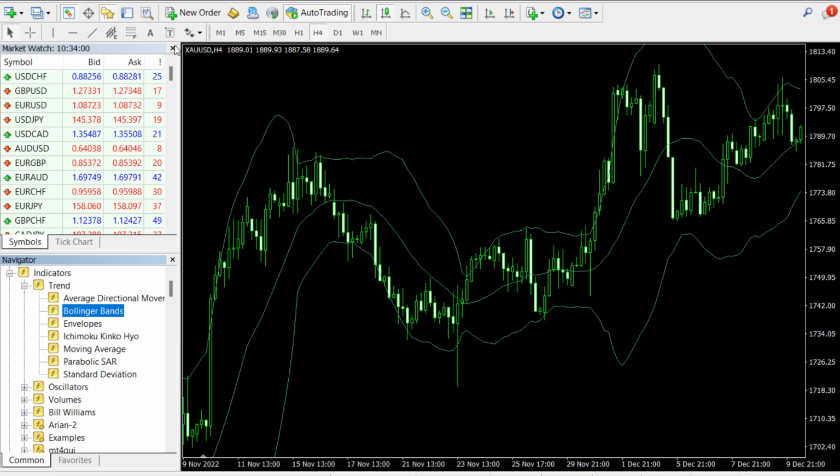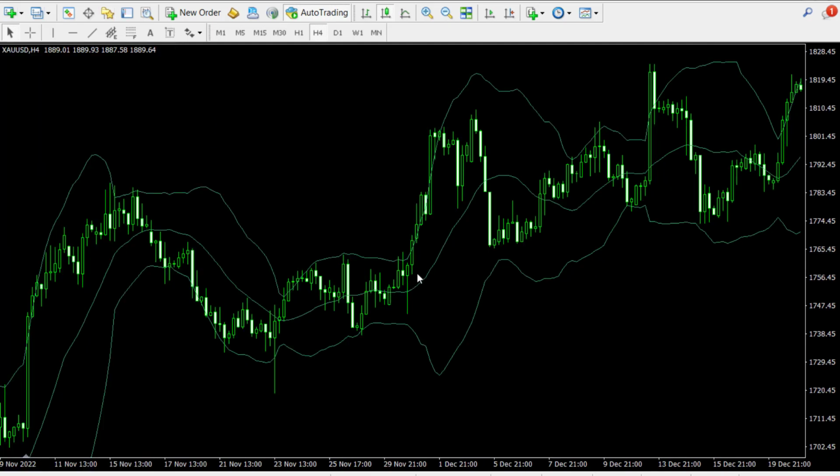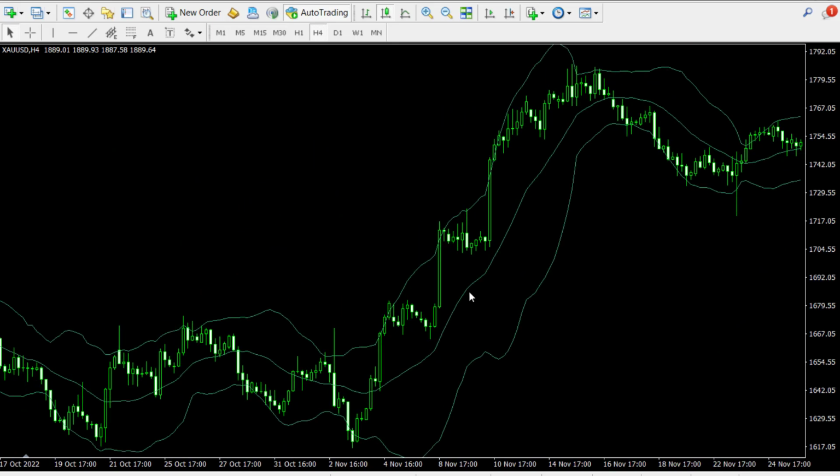Components of Bollinger Bands. 1. Middle band, SMA. The middle band is a simple moving average, SMA, of the price over a specific period. The most common period used is 20 days, but traders can adjust this period to suit their trading style and time frame.